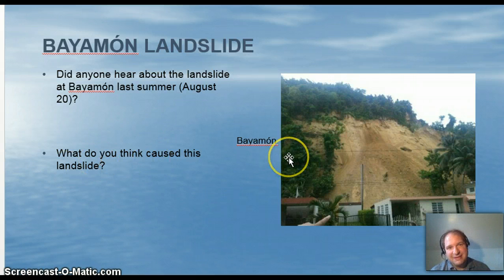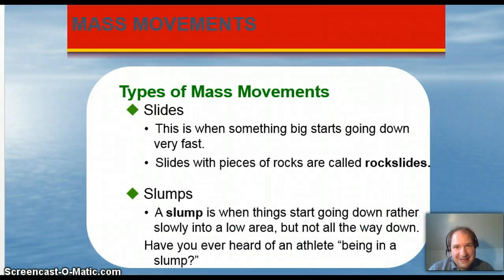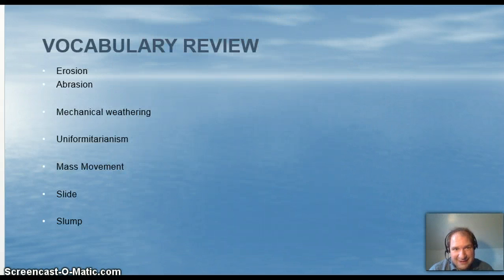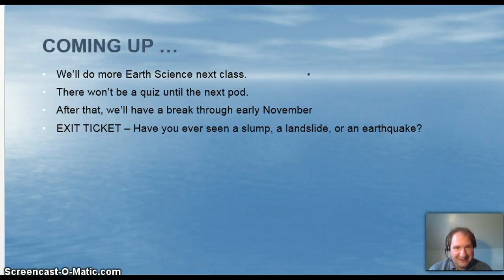Here's an example. This is from Bayamon last August. What caused it? A lot of rain, a lot of wind. And this is one thing we'll talk about too. We can get rock slides, where things move very quickly and fast. Very slowly goes down, long way down. So some types of mass movement you can see here sliding down. You can see debris coming down. And those are some words that will be on your test, so be sure you know these.